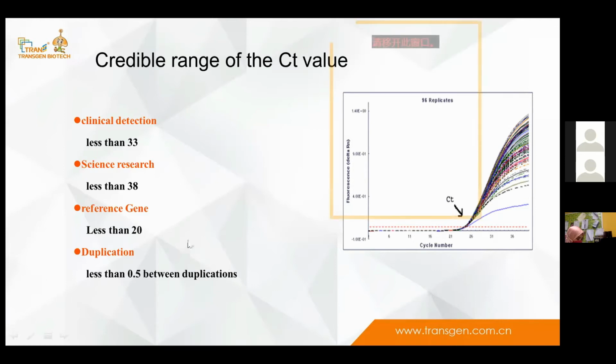But we have to pay attention here. The clinical detection for diagnosis is always less than 33. But there's one exception here. When we do COVID-19 detection, because COVID-19 is a virus, the RNA in the whole system is very rare. So in this case, when we do the diagnosis for COVID-19, maybe the CT value is larger than 33. Always, less than 40 will be accepted.